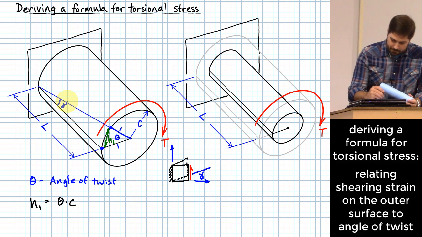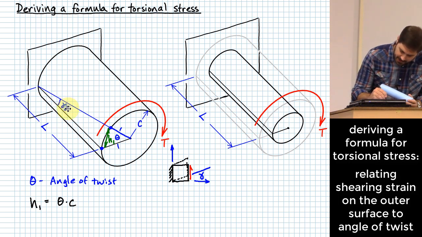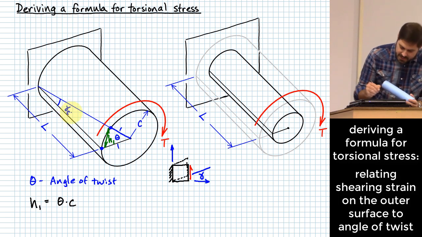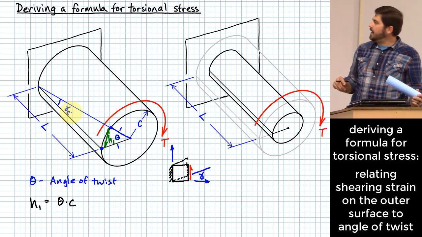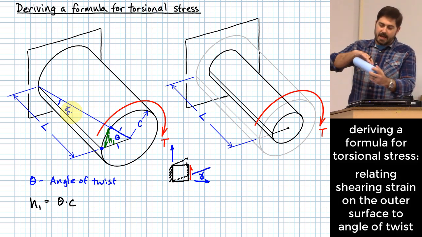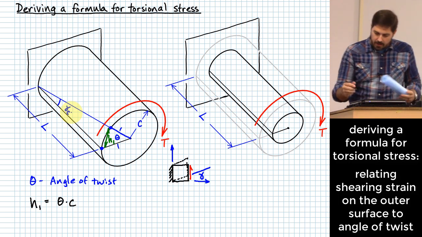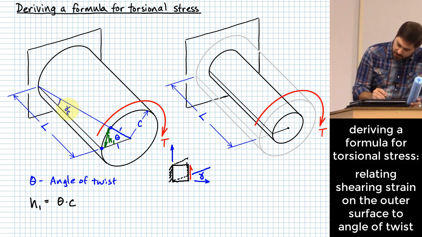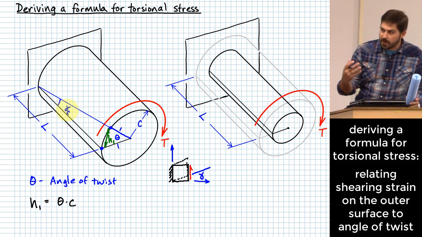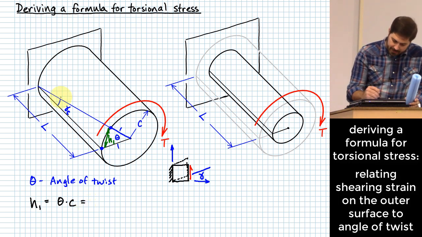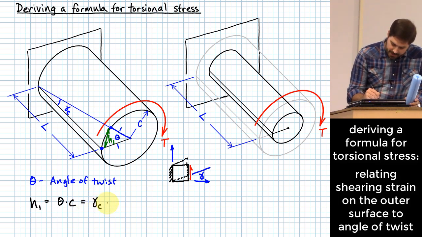Yeah. So let me do this. Let me, instead of just calling it gamma, I'm also going to put a subscript on it. I'm going to call this gamma sub c, because this is happening at a radius value of c, right? It's happening out on the outer surface of this member, which is at a radius value of c. And based on this, and also assuming that gamma sub c is in radians, we can say that this h value that I've got right there is also going to be equal to gamma sub c times L.